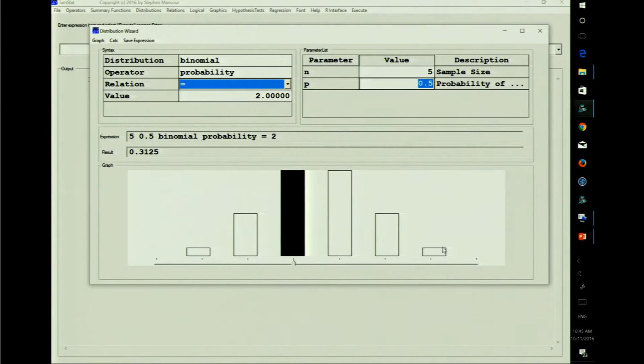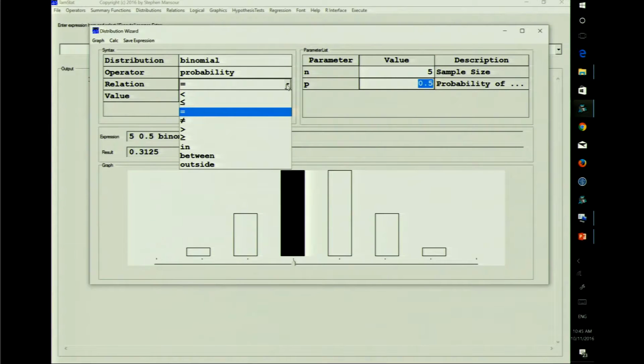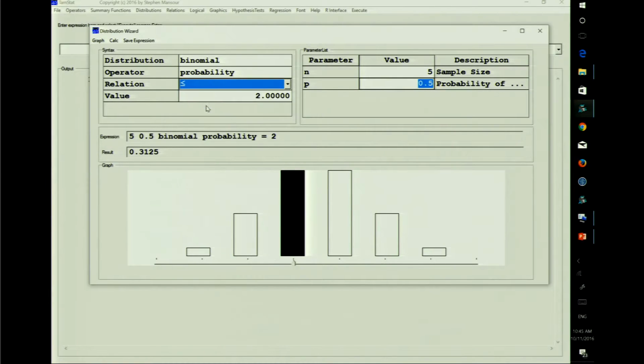Now, another thing that's interesting, supposing I say, well, what's the probability that I get no more than 2 heads? I would do less than or equal to, and then if I hit graph, it'll display it, and it will also do the calculation. So 0.5, 50% chance of getting less than or equal to 2 heads. So I can do various things like that.